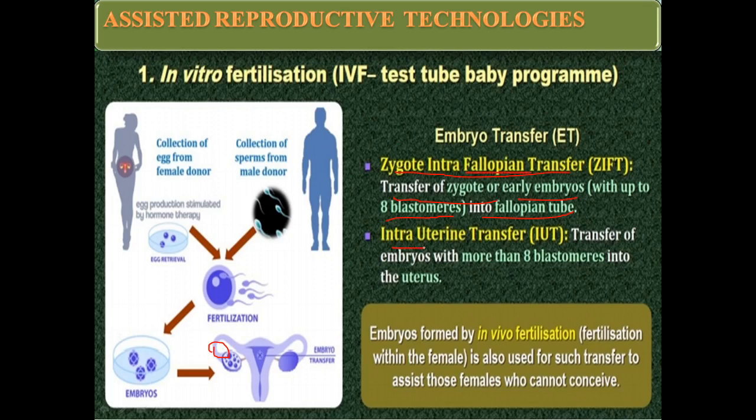The next one is intrauterine transfer. Uterine means the uterus, where the embryo is transferred, that is a transfer of embryo with more than 8 blastomeres directly into the uterus. The embryo formed by in vivo fertilization, that is fertilization within the female, is also used for such transfer to assist those females who cannot conceive.